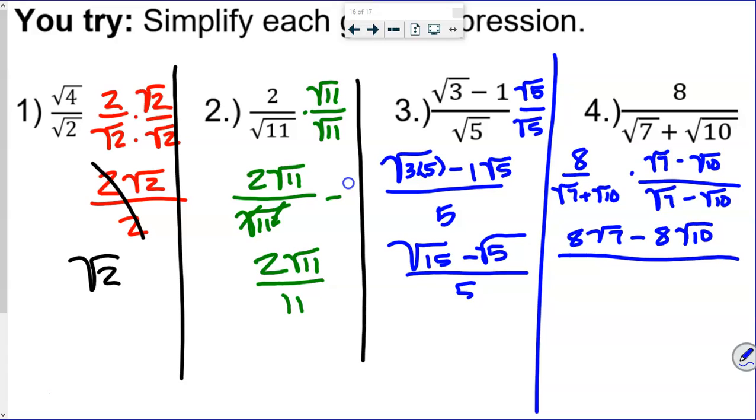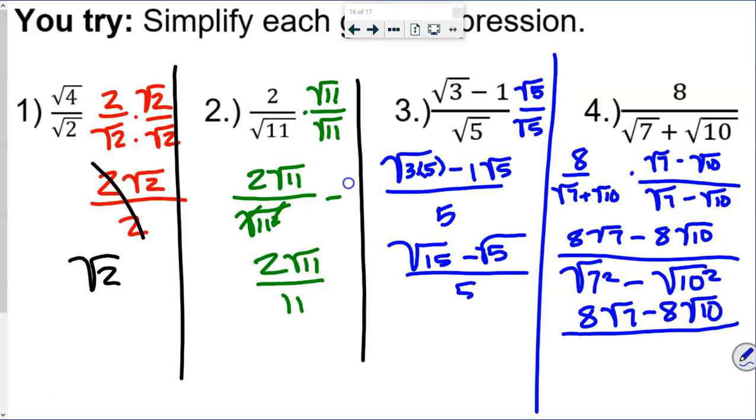And remember again, what we're doing here is we're actually doing the square root of 7 squared minus the square root of 10 squared. Remember? Okay? So what is this really going to be? It's going to be 7 minus 10, right? So this is 8 square root of 7 minus 8 square root of 10. 7 minus 10, so that's actually going to be negative 3, right? So our final answer is going to be 8 square root of 7 minus 8 square root of 10 over negative 3. Got one more.